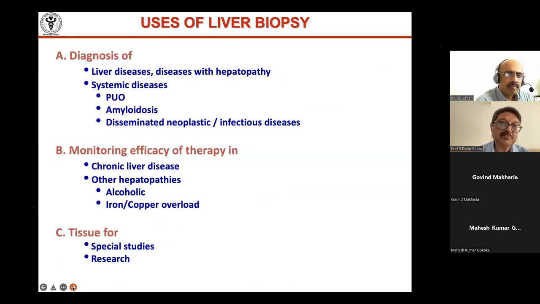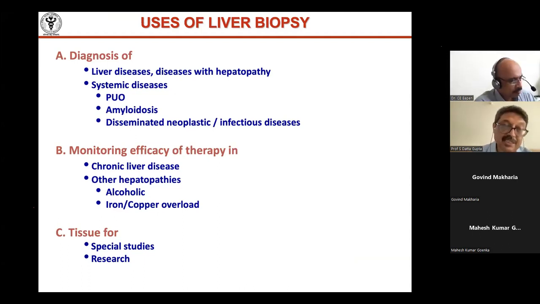Liver biopsies are mainly used for diagnosis of certain liver diseases, and more so nowadays for systemic disease, because a major load of liver biopsies was for chronic hepatitis, and nowadays you have excellent non-invasive tests, and you hardly require a biopsy except for staging and grading.